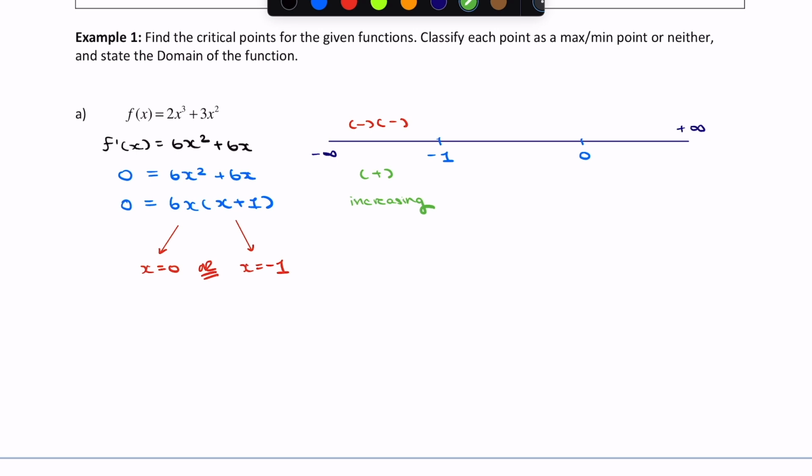Between -1 and 0, let's sub in -0.5, for example. 6 times -0.5 still gives us a negative answer, and -0.5 plus 1 gives us a positive answer. Negative times positive gives us negative, so here we are decreasing. Then for something greater than 0, let's sub in 1, for example. 6 times 1 gives us positive, and 1 plus 1 also gives us positive. Positive times positive gives us a positive value, which means that it is increasing here.